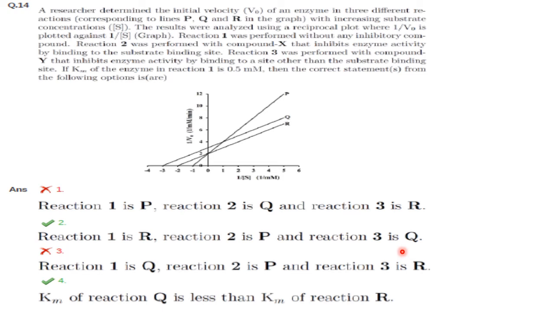So what happens in reaction Q? Km value decreases, Vmax also changes. So it is the case of an uncompetitive inhibitor. An uncompetitive inhibitor also binds to a site other than the substrate binding site. Vmax value will decrease, and Km value also decreases. Both change. So it is the case of an uncompetitive inhibitor. So reaction 3 is Q.